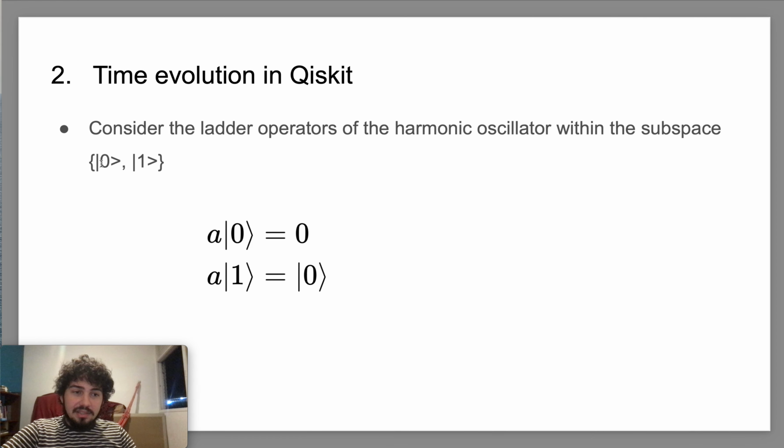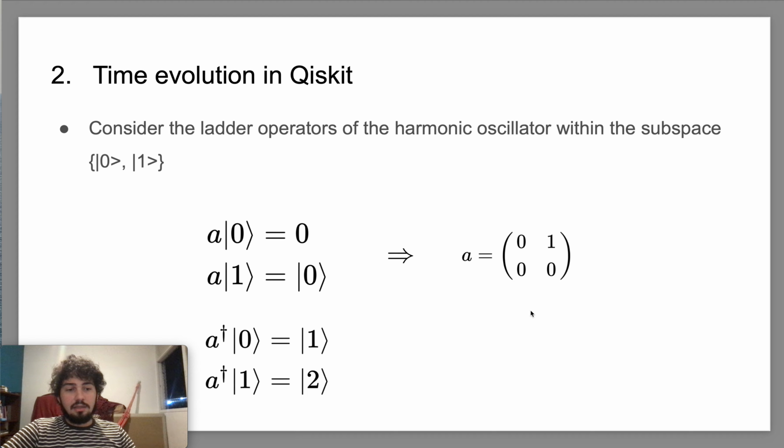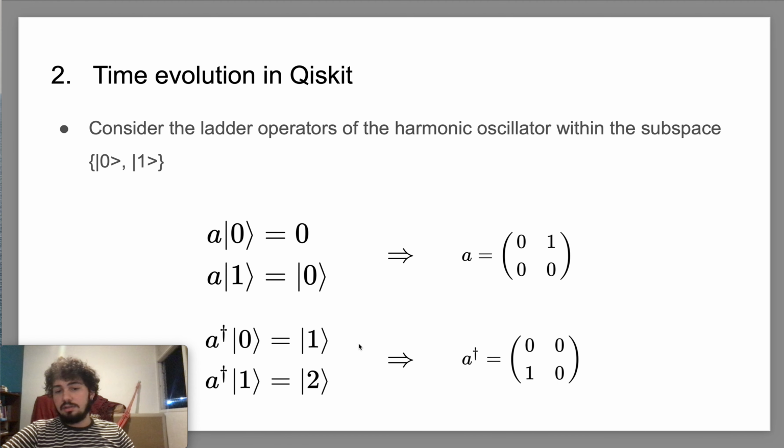If I restrict myself to the subspace spanned by the vectors 0 and 1, the ground state of the harmonic oscillator and the first excited state, of course all qubits can lie within this subspace, I can construct the matrix representing A within this subspace in the usual way of quantum mechanics by taking inner products here, and I can construct also the matrix representing A dagger in this same subspace. Of course, I could simply take the Hermitian conjugate of this expression right above.